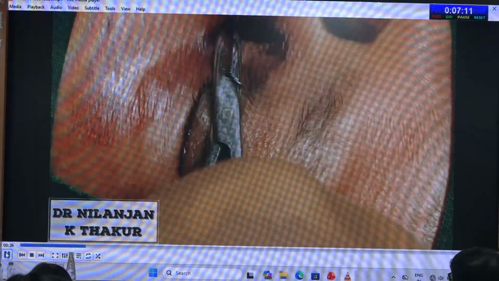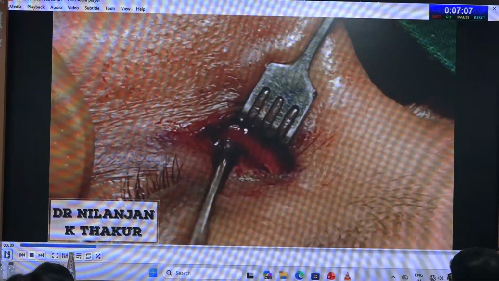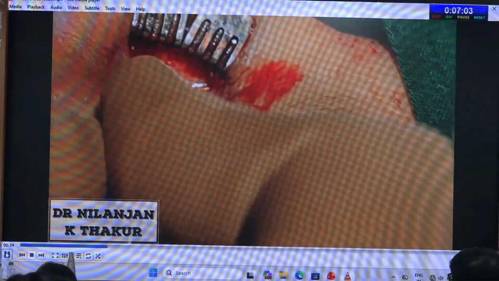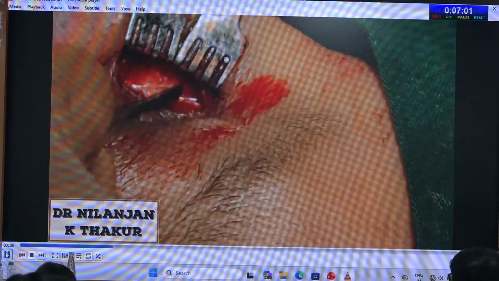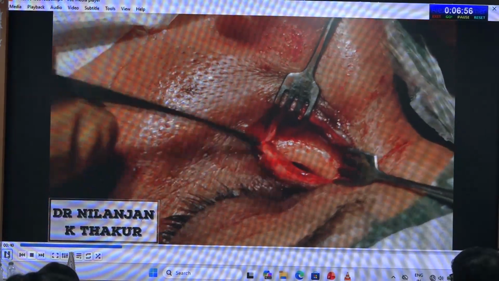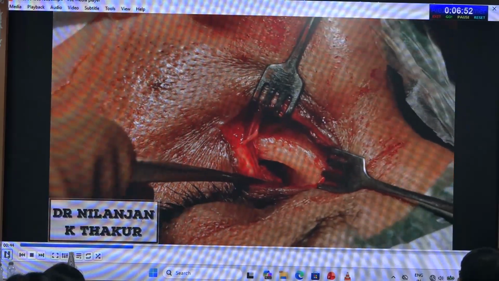Blunt dissection needs to be carried out. Now, once you expose the periosteum, then you need to dissect it bluntly, and you need to retract it laterally, medially towards the lacrimal sac and expose the lacrimal fossa. Now we need to go for bone punching.